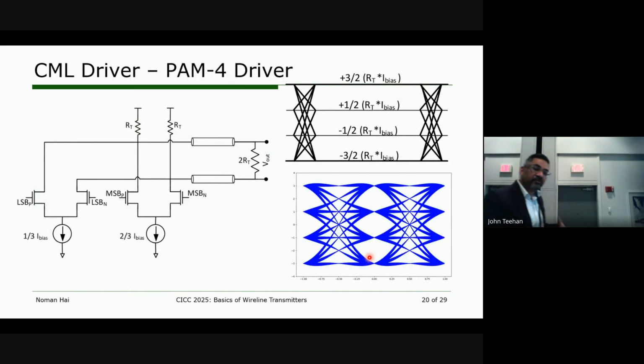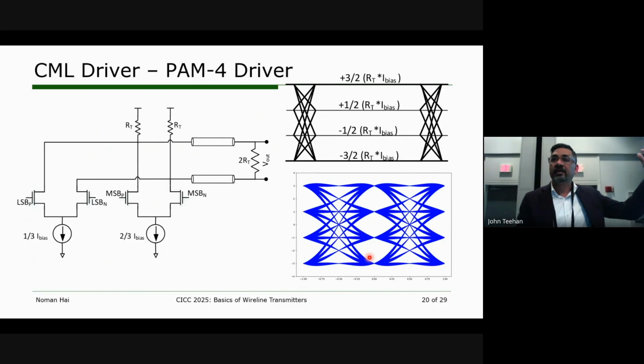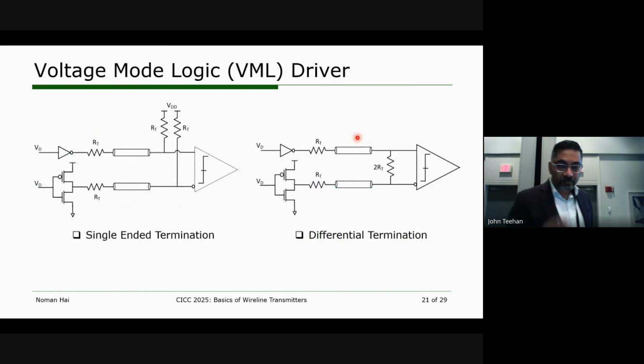The same concept we can go to the PAM4. So in PAM4, we already mentioned there are 2 bits of information we are sending. So we have an MSB and we have an LSB. So we can combine these 2 bits into 2², 4 levels of information, and we will get a PAM4 eye like that.